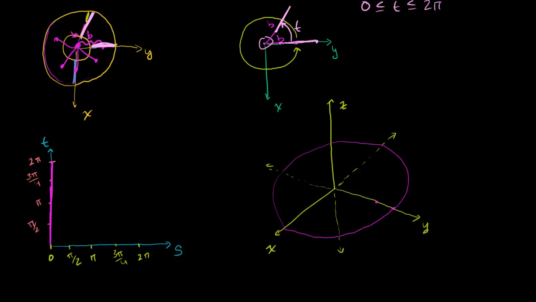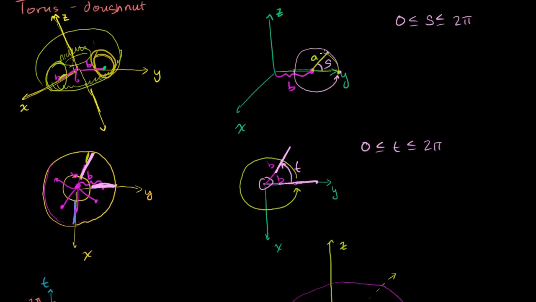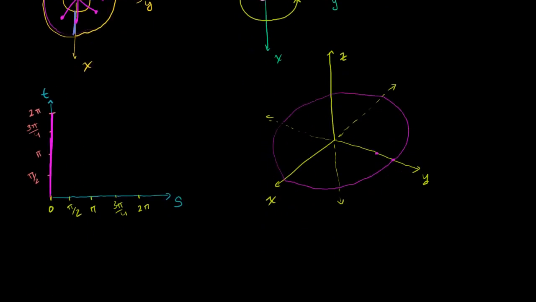Now let's do another point. Let's say when s is at pi. Remember, when s is at pi, we've gone exactly 180 degrees around each of these circles. So we're right over there. And now let's hold it constant at pi and then rotate it around to form our donut. So we're going to form the inside of our donut.